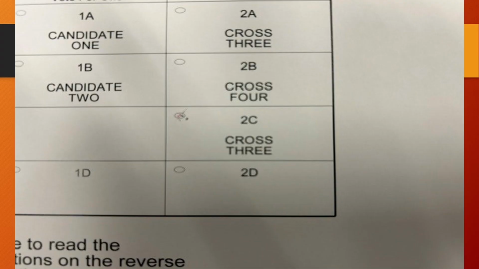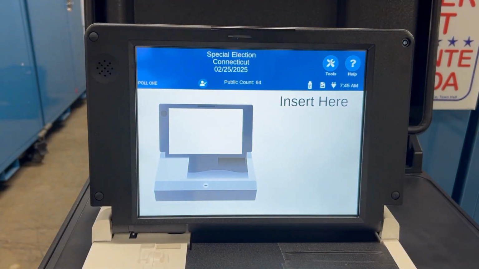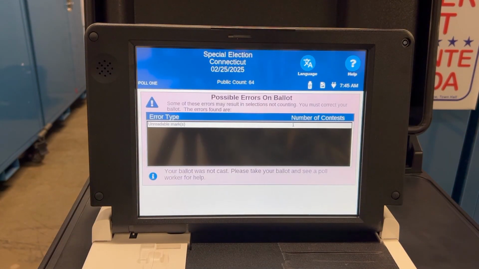Let's take a look at another example. The elector has submitted a ballot with an unreadable mark on it. This occurs when a mark on a ballot cannot be confirmed as a vote. If the tabulator detects an unreadable mark, the tabulator will hold the ballot and prompt the elector to take back the ballot for correction. It will not offer the option of submitting it as is.